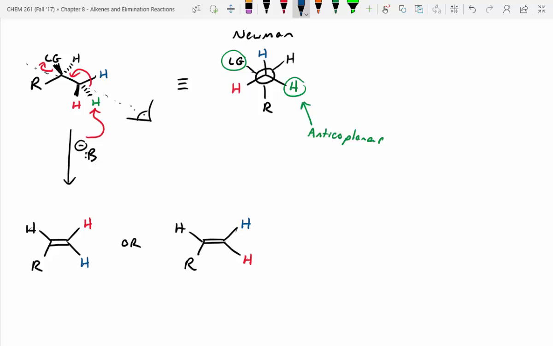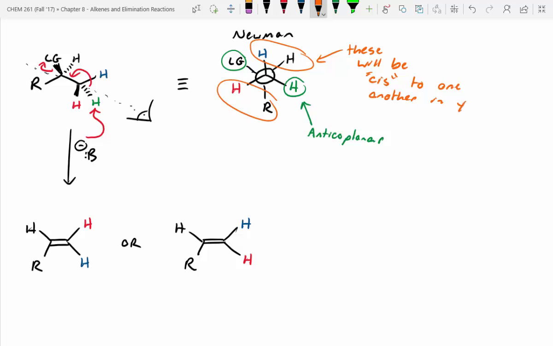It's a little bit tricky to spot, but I'll show you guys a good trick with the Newman projection. With the Newman projections, what I do is when I identify my anticoplanar beta proton, meaning the one on the opposite side of your leaving group, circle the remaining substituents like this, and then say these will be cis to one another in your final product.